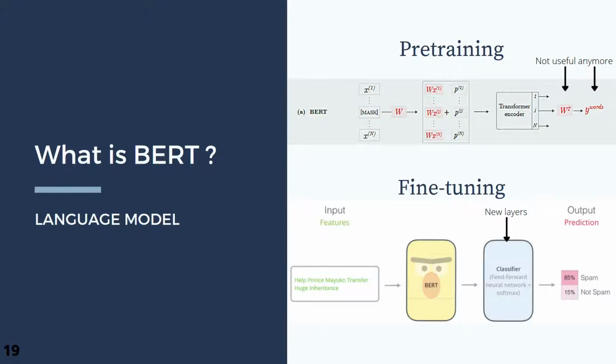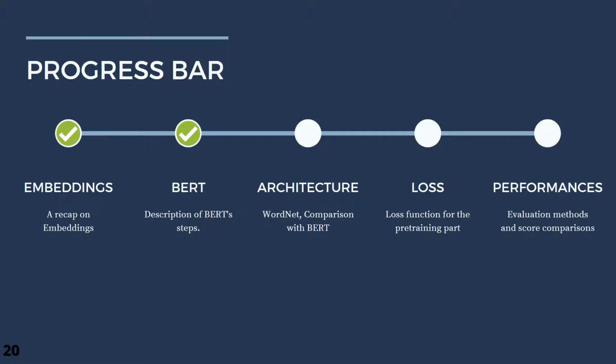As the text says "help Prince Mayuko transfer huge inheritance", I think the probability of being a spam is pretty high, right? Great, we are making some progress.